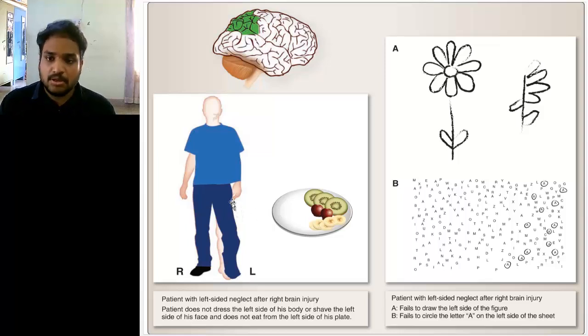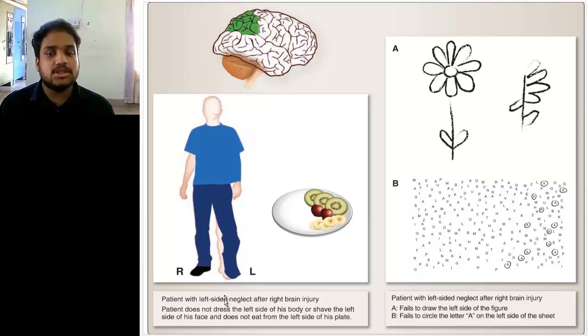For example, he will forget to dress the opposite half of the body. He will forget to shave his face, on the opposite half, right? So this patient is having a right-sided brain injury, and this patient has developed left-sided hemi-neglect. The opposite side there will be hemi-neglect. Okay, so that is the non-dominant hemisphere. So the patient is developing a left-sided neglect.